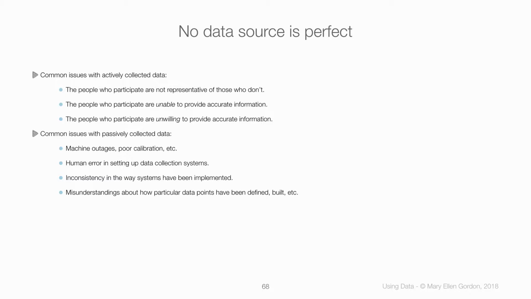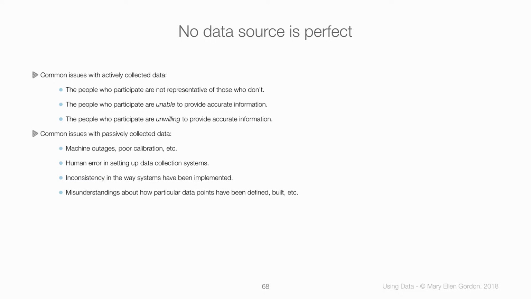Moving on to passively collected data, there can be problems there too. For example, machines can go out, they can be poorly calibrated, and so on. And if any of those problems exist, then the numbers that we're getting from those machines will be incorrect. There can also be human error in setting up data collection systems. So maybe the machine is actually working, but it's not counting correctly because of how people set it up.